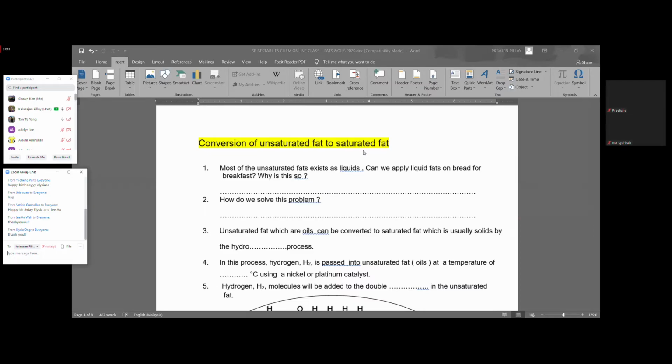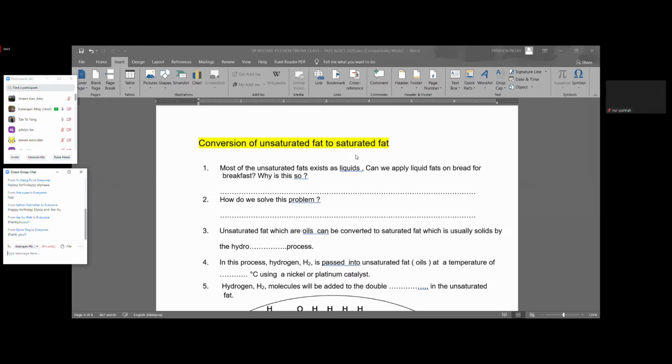Now somebody will ask, sometimes students have asked me, I told them unsaturated fat is healthy. Is that clear? It's healthy fat. Saturated fat is unhealthy. So why do you want to convert? You see the title here, conversion of unsaturated fat to saturated fat.